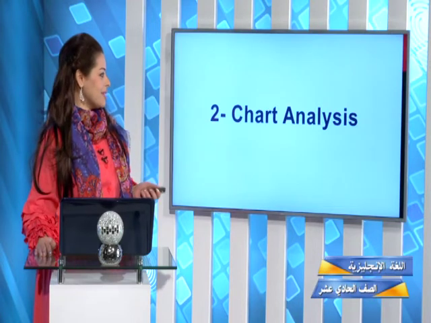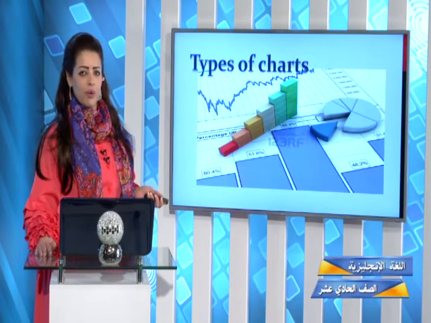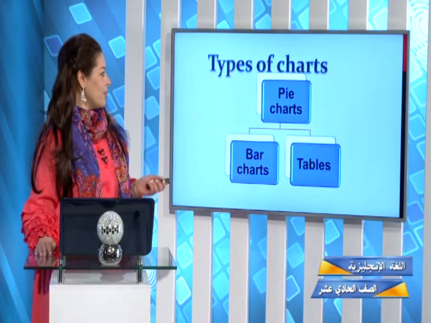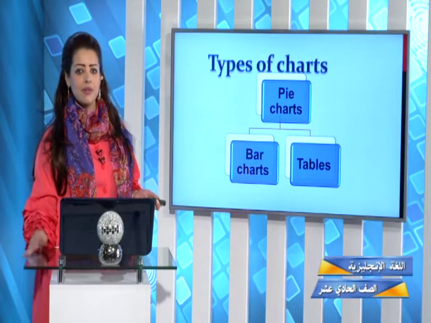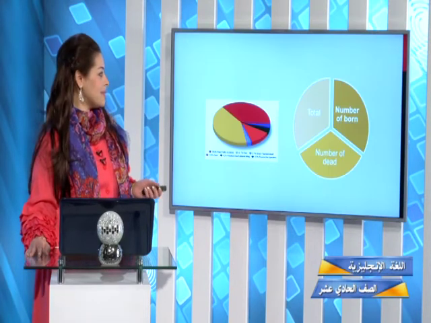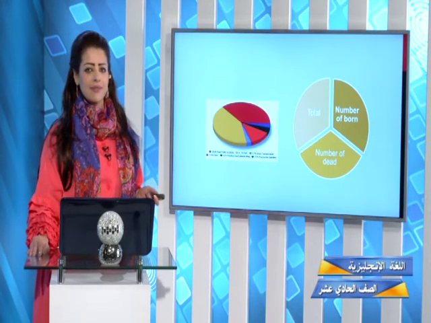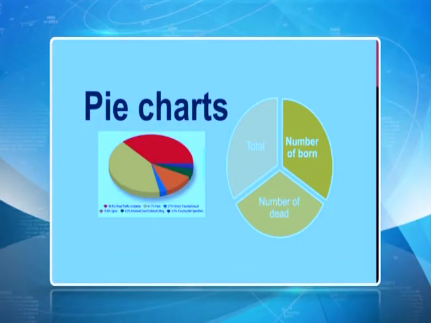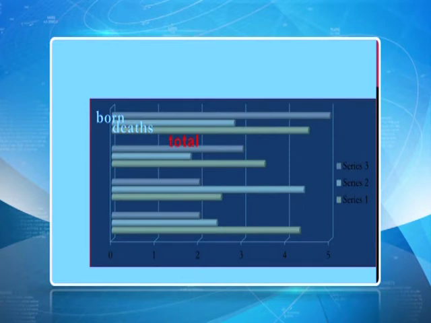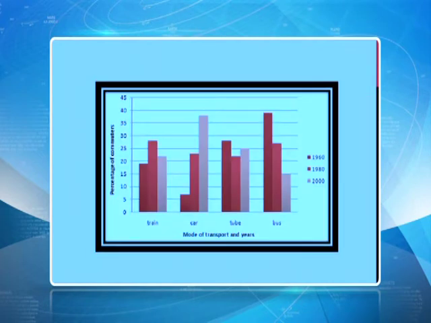Now, another thing is the chart analysis, which we will be going through one of them. We have different types of charts such as pie charts, tables, and bar charts. For example, what do you think this is? It's a pie chart. Well done. And this one? Yes, it's a bar chart. What about this one? It is a bar chart, correct.